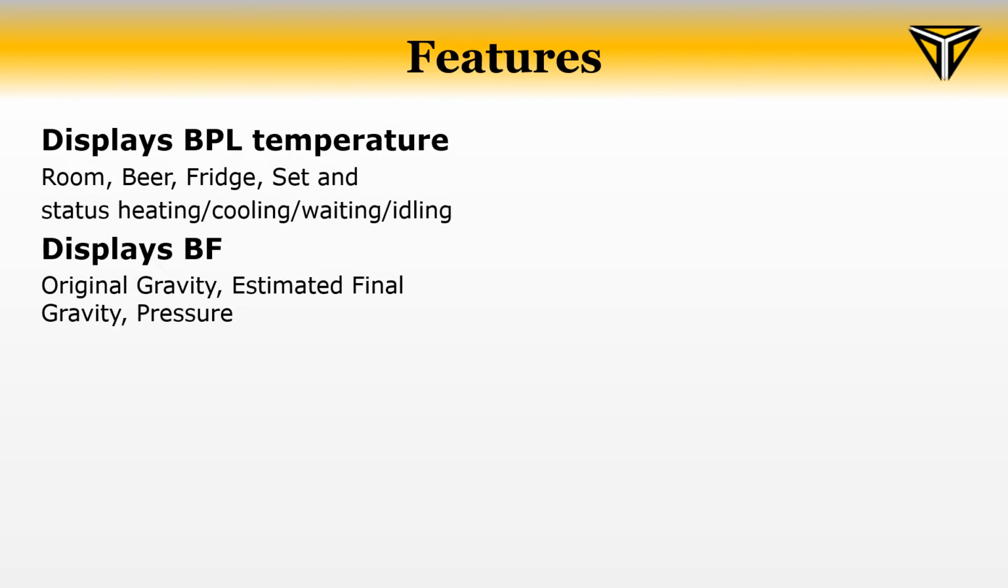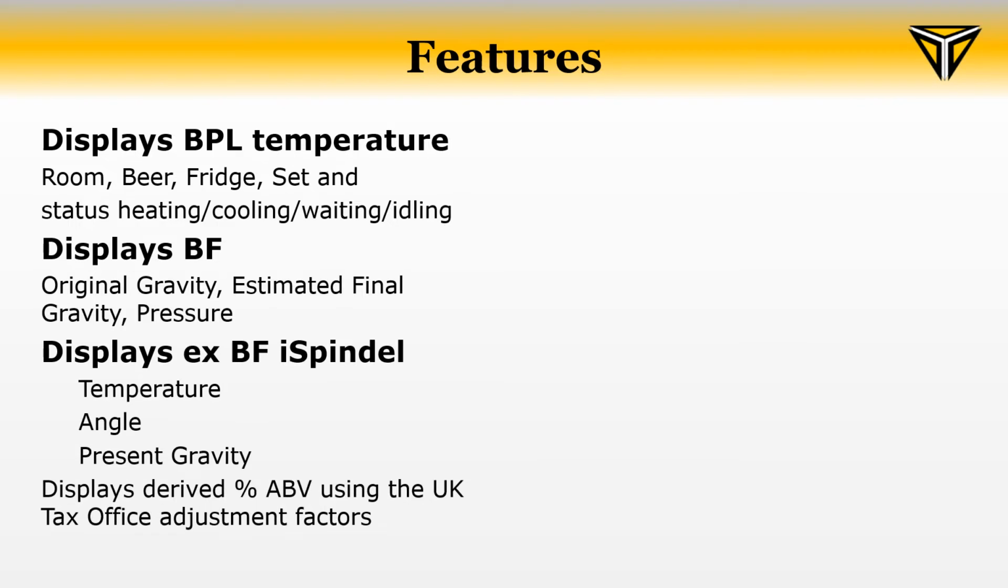So FermWatch displays BrewPiLess information very similar to that available on the OLED display, albeit in color. The Brewfather data is also displayed, and most of that is related to the iSpindel. There are some derived functions to display percentage ABV, and the tax tables that I've used in the software. There's a link to the source of that on GitHub.